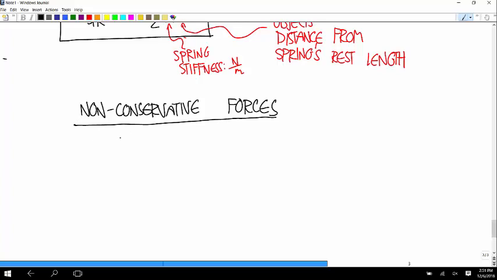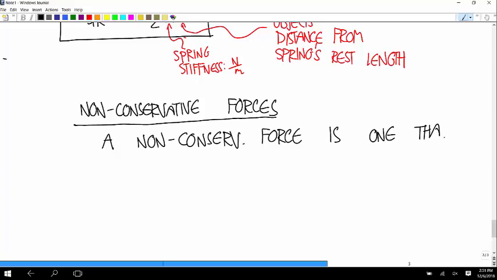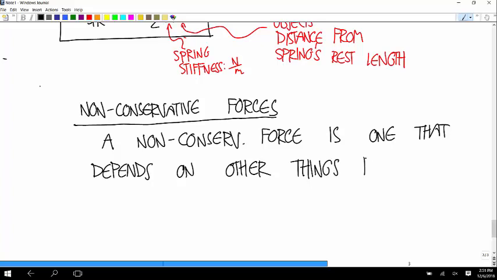So a non-conservative force is one that depends on other things besides the object's location. It might depend on the object's location too, but it has to depend on other things as well.